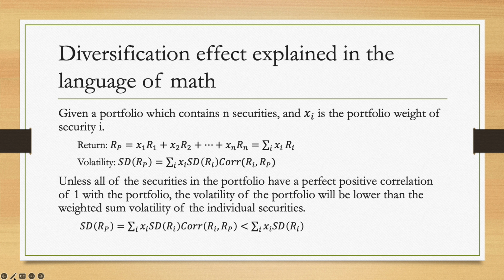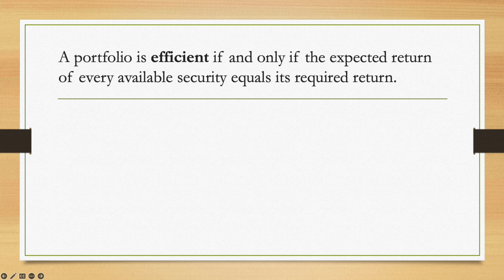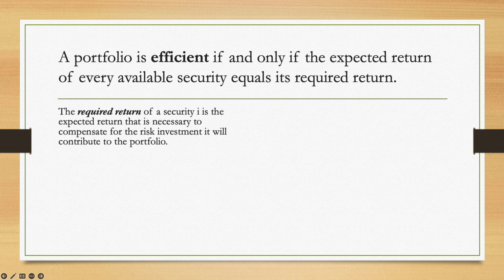In the next slide, I will talk about the portfolio with the most diversification effect, the efficient portfolio. A portfolio is efficient if and only if the expected return of every available security equals its required return. The required return of a security i is the expected return that is necessary to compensate for the risk investment it will contribute to the portfolio. Here is the mathematical representation of the definition of required return.